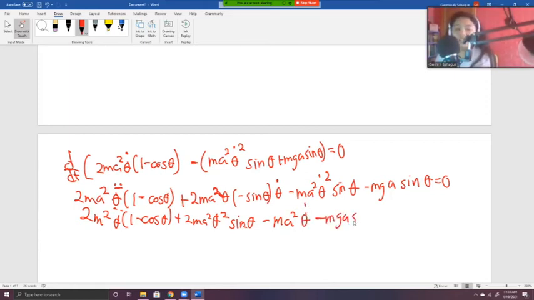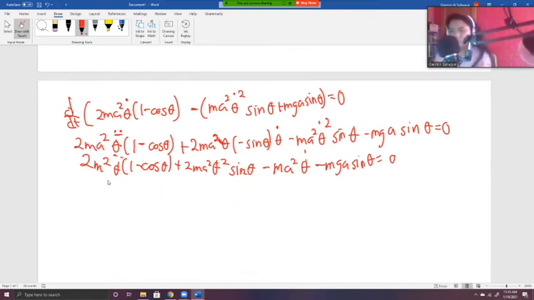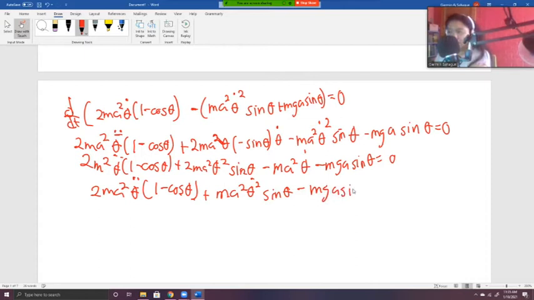2ma double dot, 1 cosine dot plus, we're just simplifying the terms here, so I'm just demonstrating it to all of you here. Sine minus mga sine equals 0. So may masisimplify pa dito, and that would be this one, masisimplify pa to, cancel, and then what else? And then we're gonna use some trigonometric identity here.